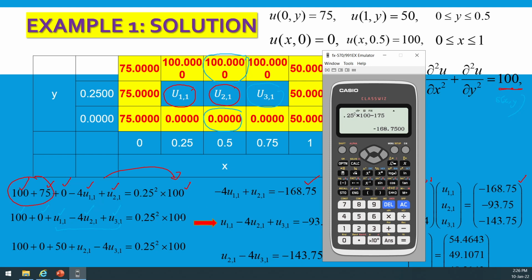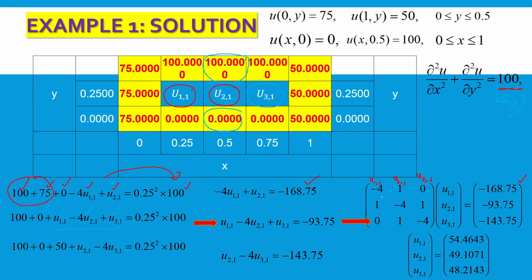And here, this one, left side. So now it's minus 100, because right hand side, same value, 0.25 squared times 100. Left hand side, the boundary is actually total 100. Bring to right hand side, so minus 100. You get negative 93.75. So we put it into the matrix form. U11 is 1 times, U21 is negative 4, U31 is 1, equal to negative 93.75.